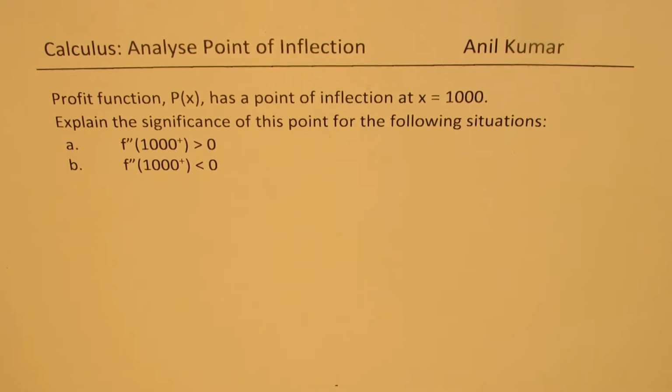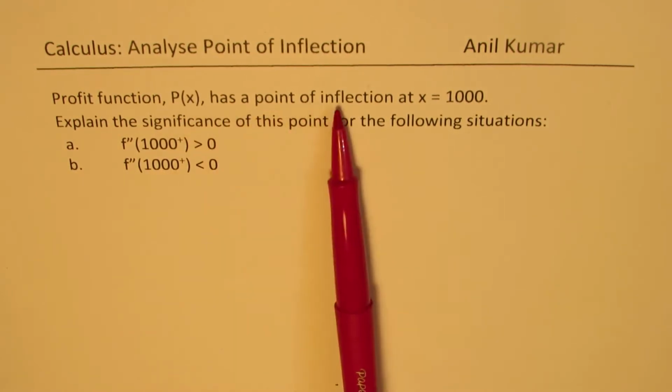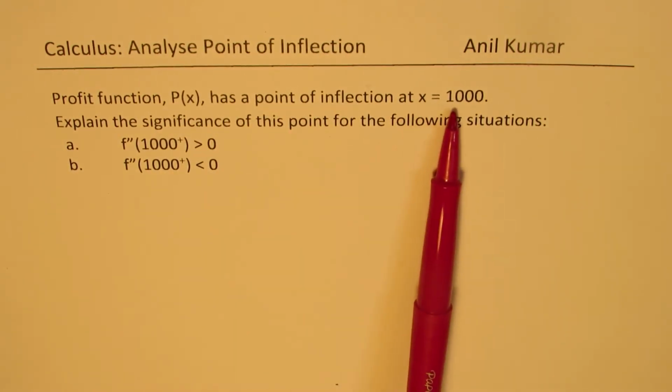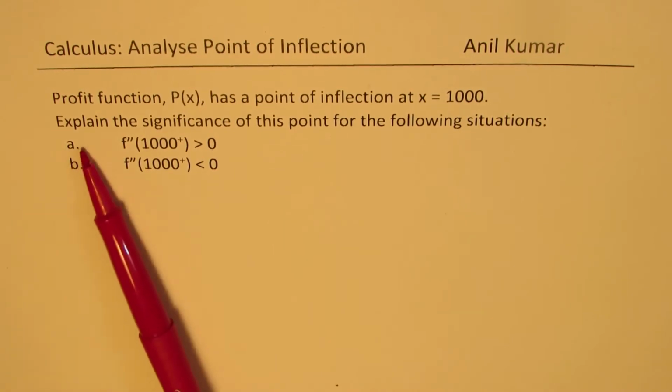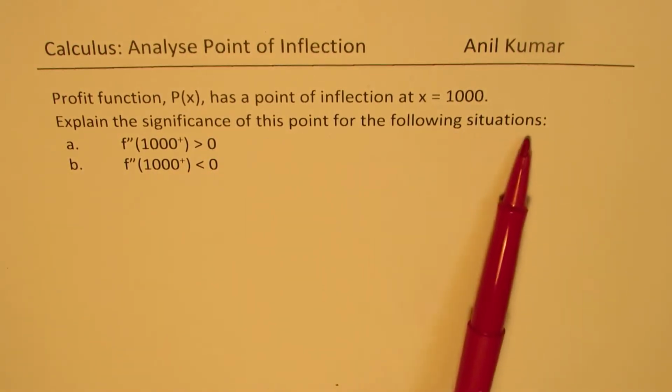In this video, we are going to analyze point of inflection and understand a very important concept. Profit function p of x has a point of inflection at x equals 1000. Explain the significance of this point for the following situations.